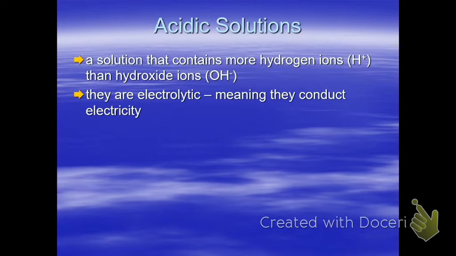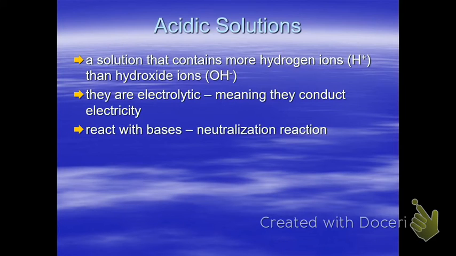In our last lesson, we talked about what it means to be electrolytic. What are electrolytes? Electrolytes are just free floating ions. Acids contain free floating ions, so they can conduct electricity. Some acids are strong electrolytes, some are weak, but they are all electrolytic. If you add an acid to a base, that's what's called a neutralization reaction, acid plus base. That's just another type of reaction.